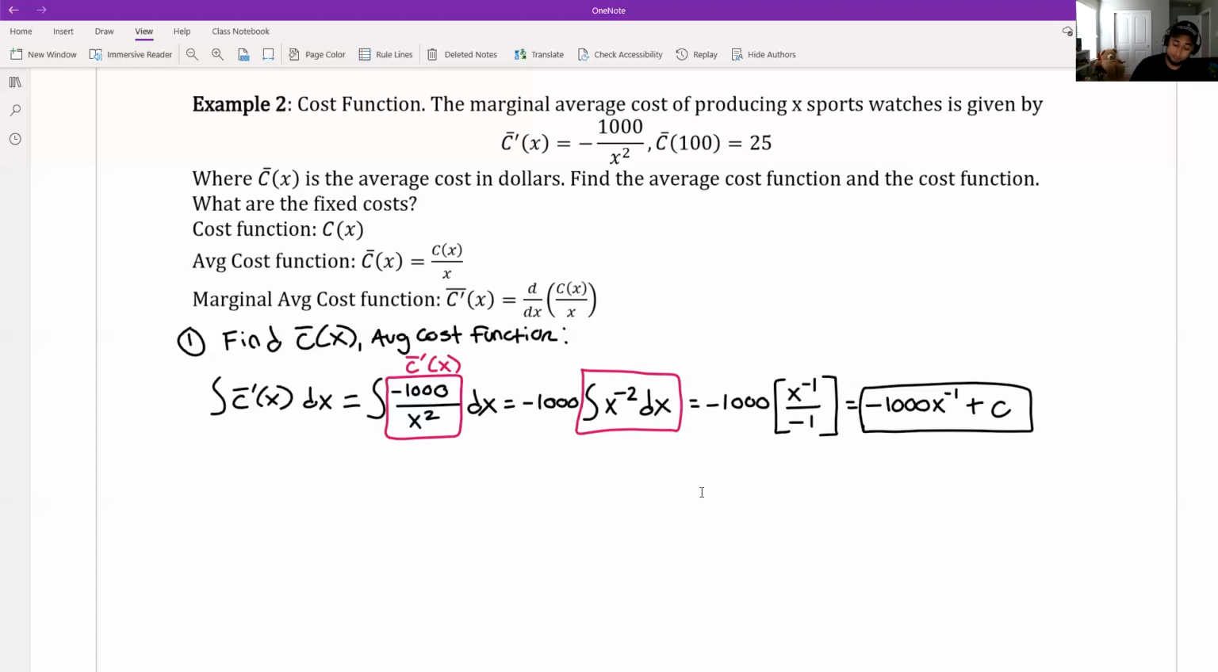This is now the average cost function. So this is now c bar of x. So the derivative, the antiderivative of c bar prime gave me c bar. But we are not finished because c bar is not complete. We must solve for c.